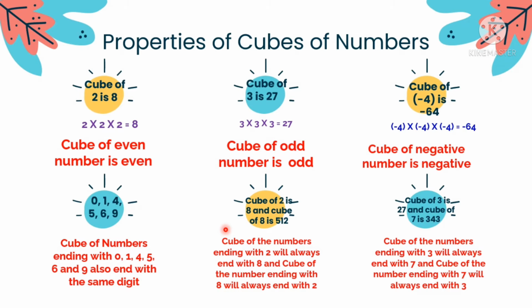Now let's move to the next property. We know that the cube of 2 is 8, 2 into 2 into 2, and the cube of 8 is 512. So we have seen that the cube of a number ending with 2 will always end with 8. Whatever number we have, if its unit digit is 2, the cube of that number will always end with 8. And likewise, if a number has unit digit 8, the cube of that number will always end with 2.